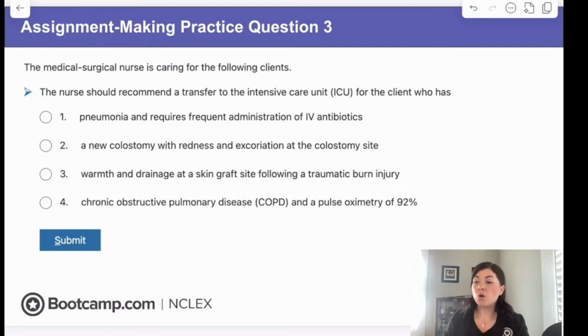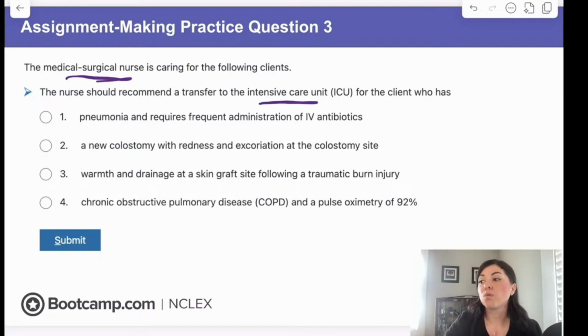So this one is going to be us assigning a client to an appropriate unit. It says the medical surgical nurse is caring for the following clients. The nurse should recommend a transfer to the ICU for which client? Okay, so let's talk about this very briefly. On the medical surgical unit, this is typically stable clients, and we are looking to determine who we need to send to the ICU. And ICU, once again, is the critical care setting where it is the sickest of the sick, okay?